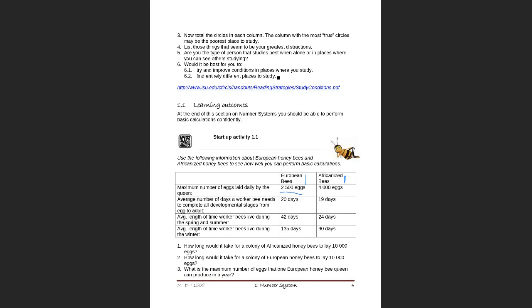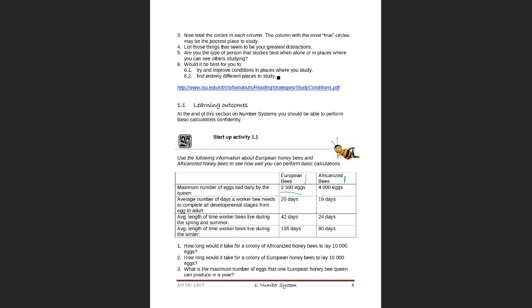Then the second row of the table talks about the average days a worker bee needs to complete all developmental stages from egg to adulthood. So that means that after the bees lay an egg, it will take the European bee 20 days to grow to an adult, and it will take the Africanized bee 19 days to grow to an adult.